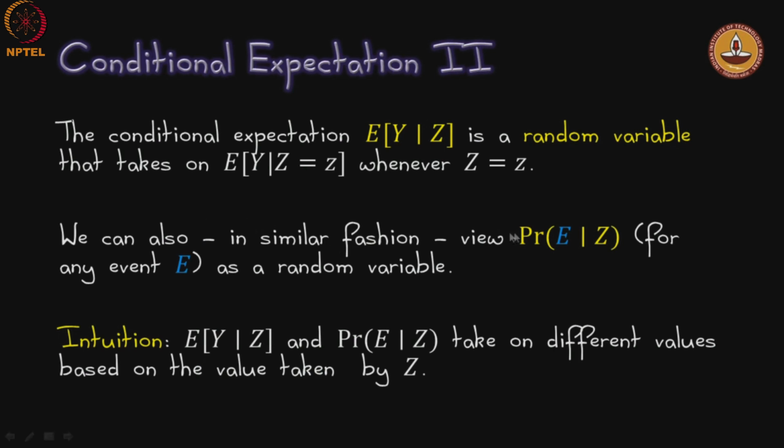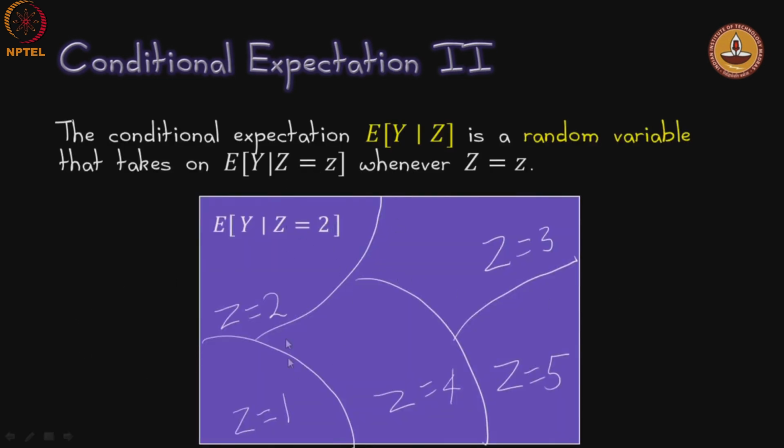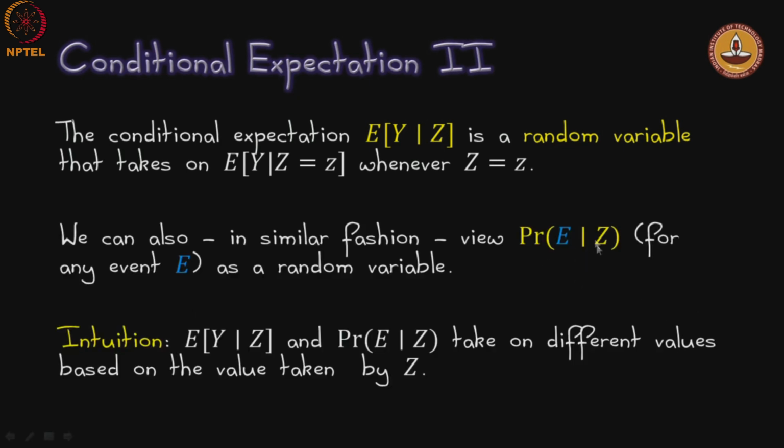In a similar fashion, we can also view the probability of some event E over this random variable Z. Going back to this picture again, Z, let us say, divides up the sample space into regions, and in each region you have a certain conditional probability of some event E. That now becomes a random variable, and that is what we will denote by probability of E given this random variable Z. So, as we talked about, E of Y given Z and probability of E given Z take on different values based on the values taken by Z, and thus they are random variables.